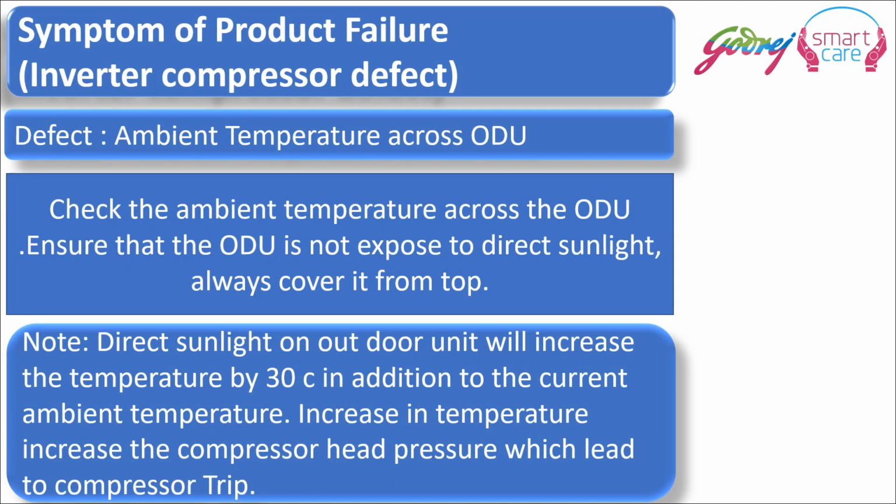Now we will go with another defect, the ambient temperature across the ODU unit. We have to check the ambient temperature across the outdoor unit. We have to ensure that the outdoor unit is not exposed to direct sunlight. Always cover it from the top. As we know, direct sunlight on the outdoor unit will increase the temperature by 30 degrees centigrade in addition to the current ambient temperature. Increase in temperature will increase the compressor head pressure, which leads to the compressor tripping.